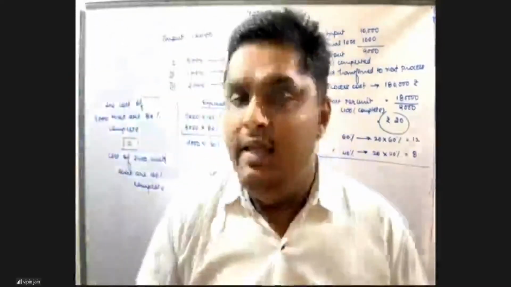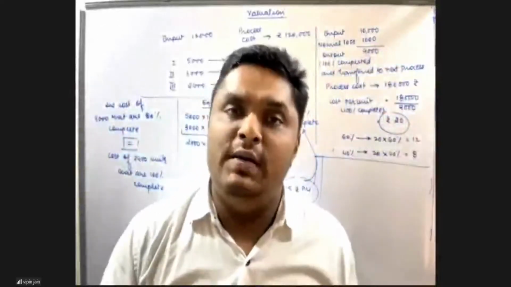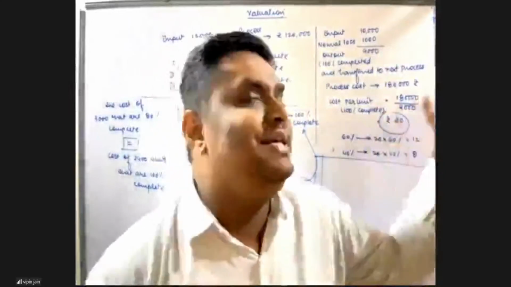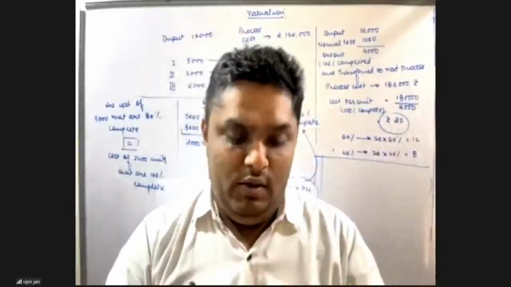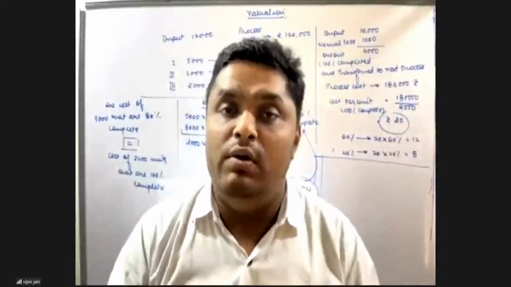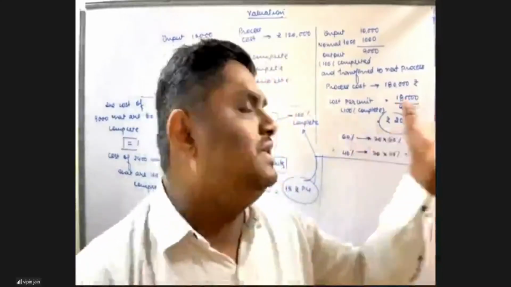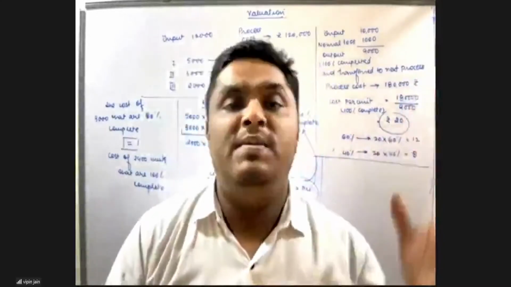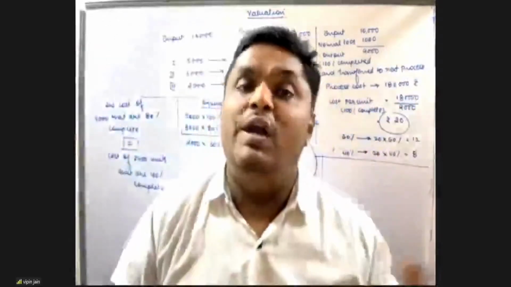I repeat again, in the first case, we were getting only one output and that was 100% complete. So it was very easy for us to calculate the cost per unit for 100% completed unit. And once we have calculated the cost per unit of 100% completed unit, then it's very easy for us to calculate the cost for 60%, 40%, 20% completed unit. But herein the situation is different. We are not getting only one output.